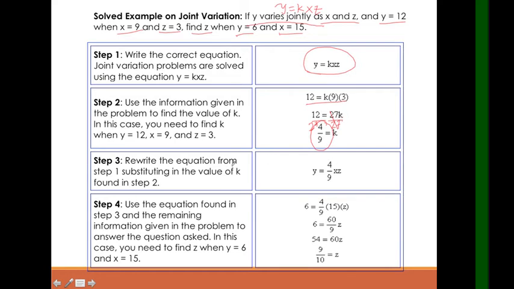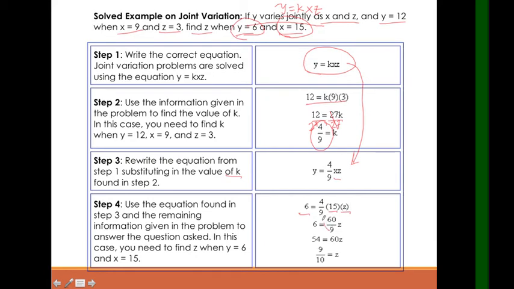Now, we will use the same formula or equation, and then we will substitute the value of k for step number 3. So, ang gagawin is substitute lang natin yung nakuha natin k dito, which is 4 over 9. So, y equals 4 over 9 xz. Ngayon, ang hinahanap natin is z, wherein yung y natin is 6 and yung x natin is 15. So, we will just put the given in the formula. So, we have 6 and then 4 over 9, then 15 for x, and then z. So, 15 times 4 is 60 over 9, z, 6.